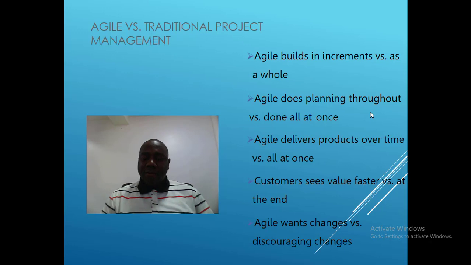One major advantage of Agile project management is the fact that customers see value faster. After a few iterations, the customer has the privilege of having access to value, while in traditional project management, the product and the value is gotten at the end of the project.